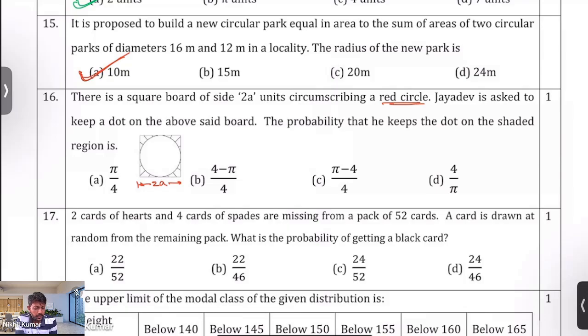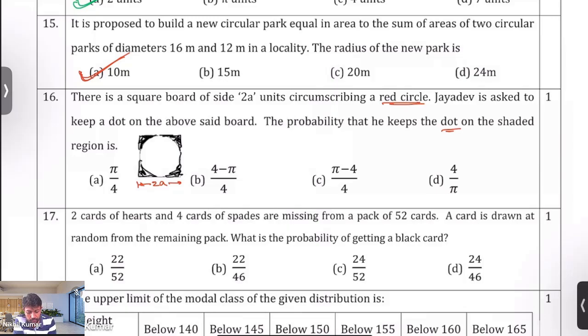This is a person, Jaydev. He's asked to keep a dot on the above said board. The probability that he keeps the dot, so the dot can be, it's a marker. He has to keep the marker on the shaded region. Now, what is the shaded region here? This part is the shaded region, okay? This part. This part. This part is the shaded region.